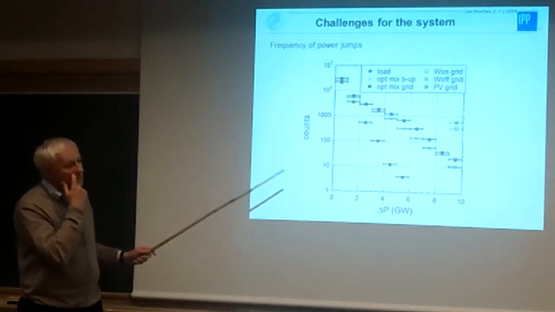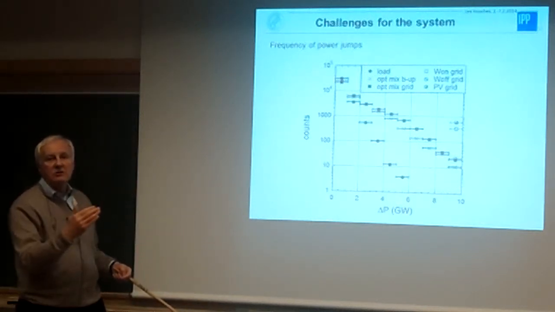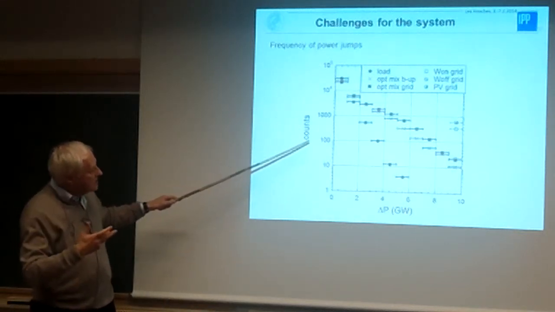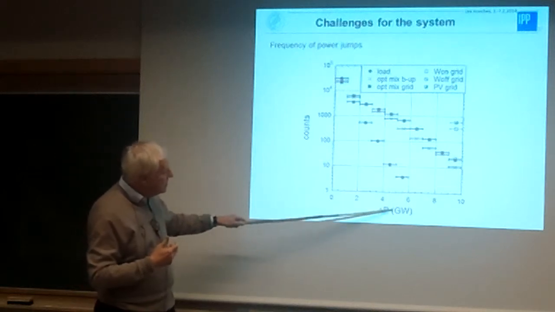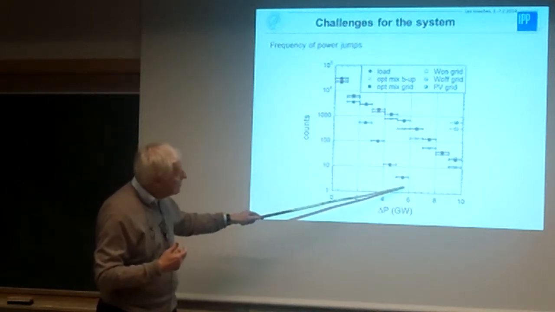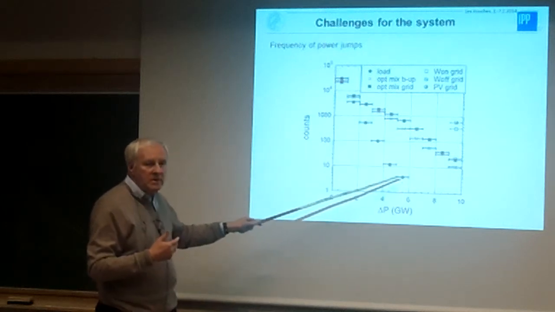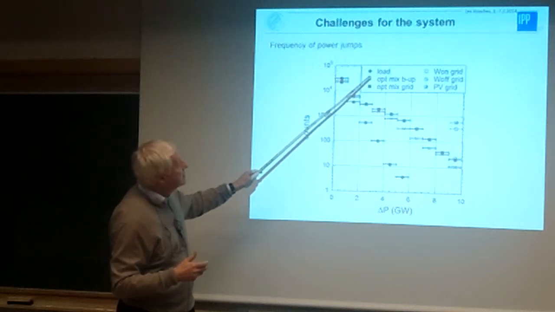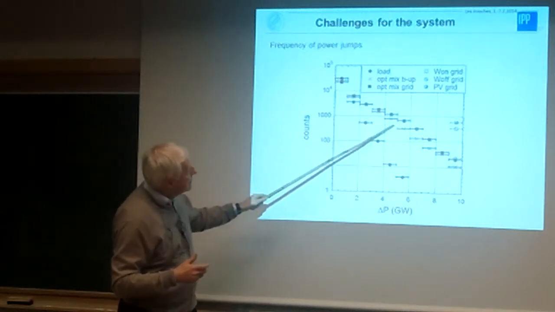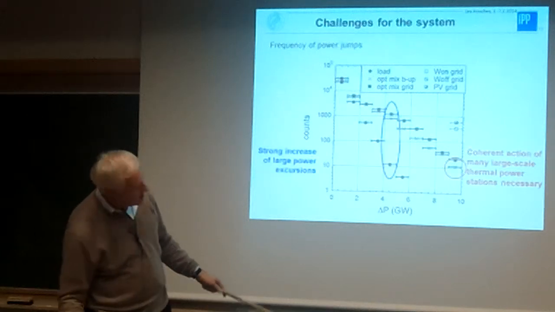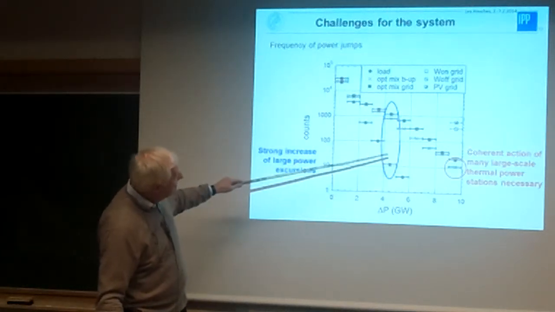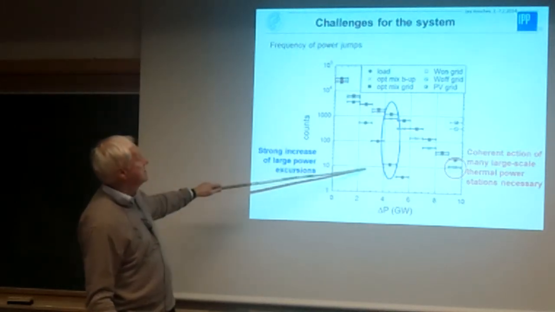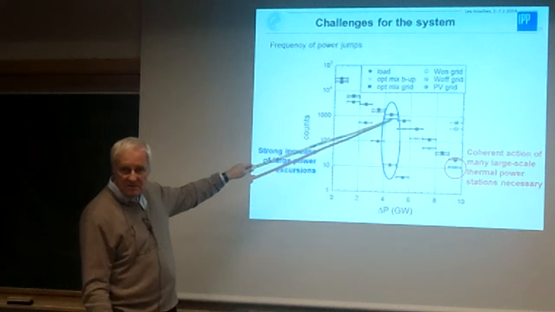Previously I showed you the amplitude, now I show you the frequency, how often it happens. This is simply a histogram. Here I have the jumps in delta P as defined before. And this is the line following simply the excursions of the load. When we now go to the optimal mix case, this one, then we get the crosses here. You can see that there is a strong development in the dynamics. Power jumps between 4 and 5 gigawatts, which were here 10 times in a year, we now have 1,000 times in a year.